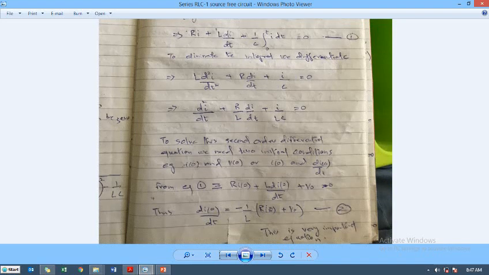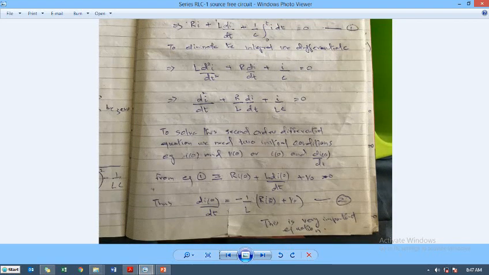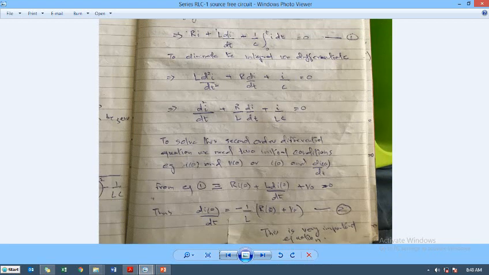So to solve the second order differential equation, we need two initial conditions. We already have done how to find the initial conditions in the last topic, and we also have done some practice for it. So you should do it if you haven't done it before this lecture. So this is equation 1, this whole thing is equation 1.